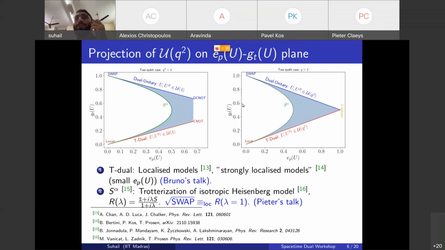But for Q greater than 3, there are gates, and apart from Q equal to 3, there is a gap on this dual line, which is still an open problem, which our other colleagues have also found independently. But the general situation is like this: there is a continuous line between swap and two-unitary. The important point is this point, which is a common intersection of this dual unitary line and T-dual line.